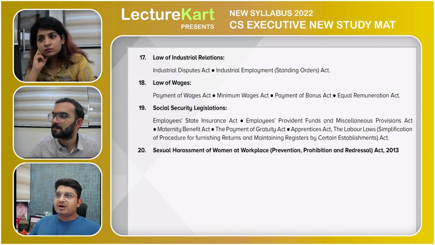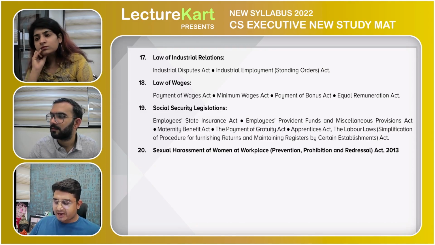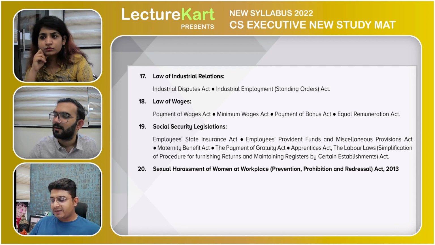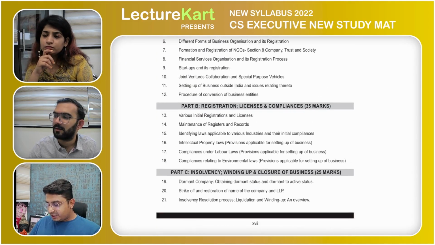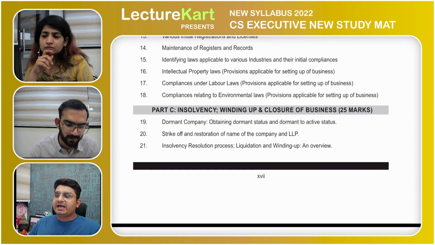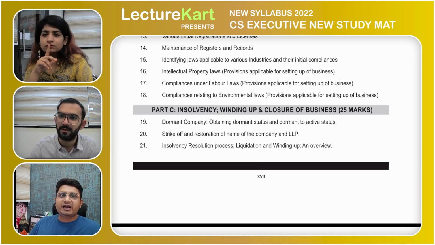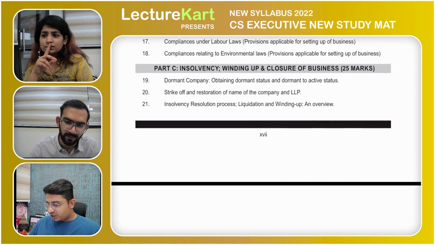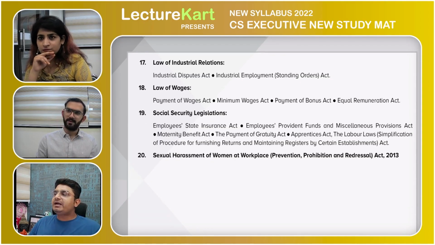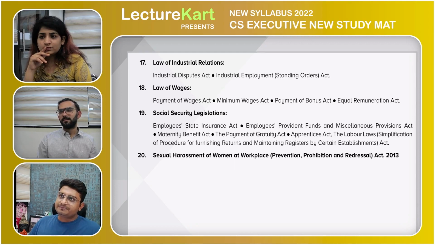Next, you can see the total number of chapters that you have now is only 20, ending with the Sexual Harassment of Women at Workplace, that is also POSH. So they have ended it on POSH. That means if I compare it with the earlier portion, you had insolvency, winding up and closure of business, which was for 25 marks, has been removed. Total number of chapters were 21. As compared to that, you have 20 chapters in the new module.